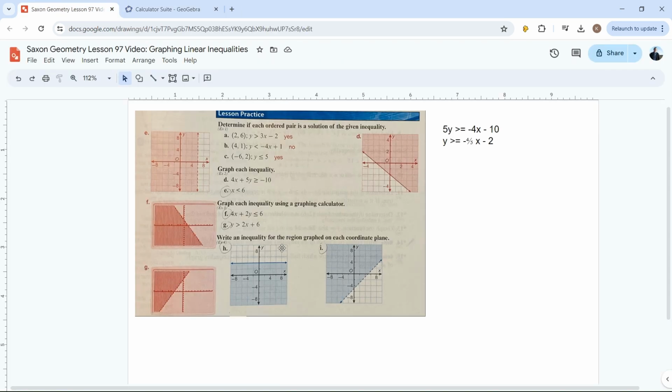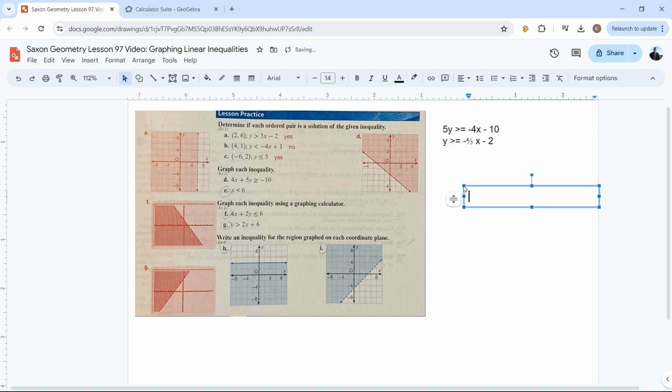All right, and then write an inequality for the region graphed on each coordinate plane. So the way that this is going to work is, first of all, we need to start by writing an equation for the line. In letter H, this is one of the easiest line equations to write. It's going to be y equals 2. But it's not going to be y equals 2. Okay, that's just the equation for the line. This one's going to be y, let's see, notice that all the y's shaded are less than, they're below the line. So it's going to be y is less than or equal to 2.